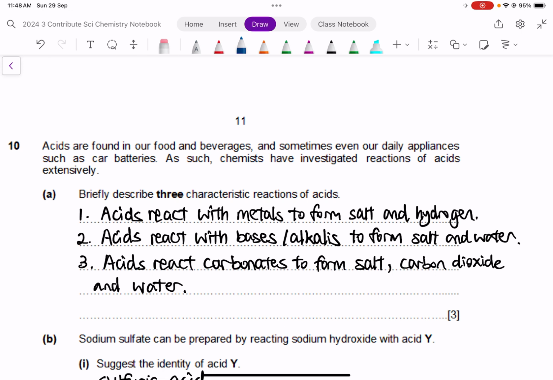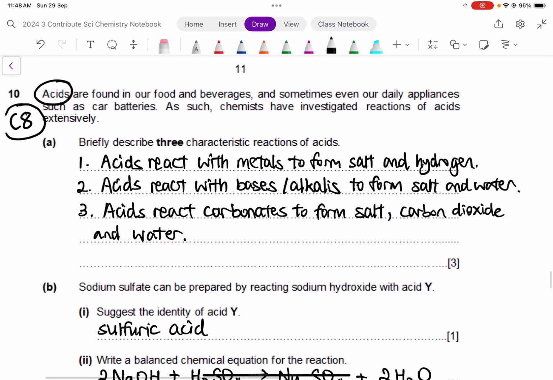Now question 10 is based off acids and bases. Therefore, this is chapter 8. So again, you may wish to revise chapter 8's revision video. Now, question 10 tells you to describe 3 reactions of acids. Another way to say reactions, they could have asked you for chemical properties. So when we ask you for chemical properties, what we mean by that is a chemical reaction.